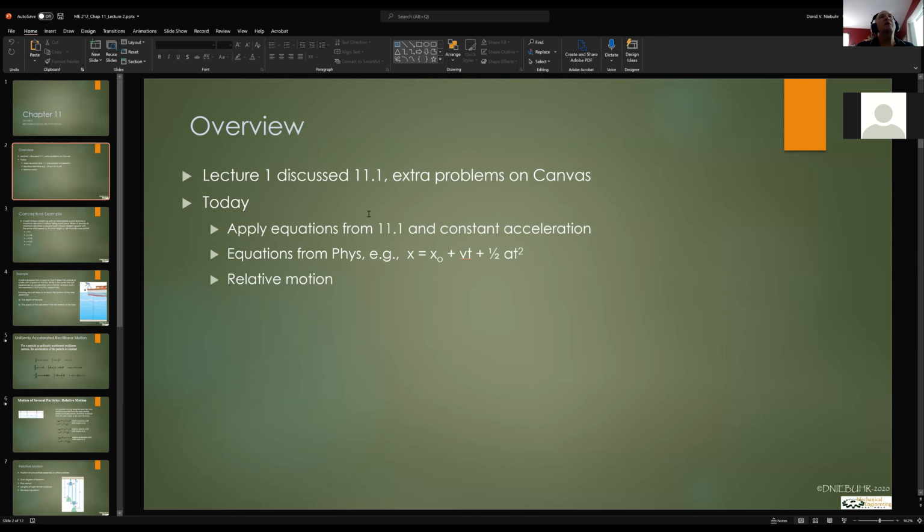In the first lecture we did section 11.1 and a few problems. As I said, there are obviously more problems that we could do than we have time for in the 50 minutes. So I will be posting additional problems like this. I'll record them and put them up there, even after we're live, because we still only have 50 minutes to cover the class.